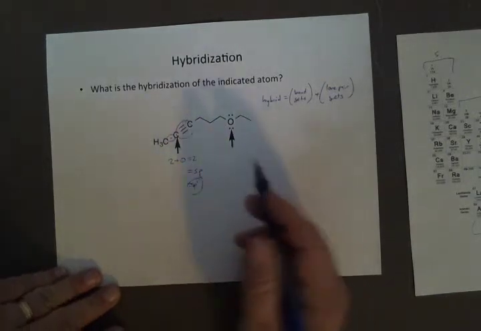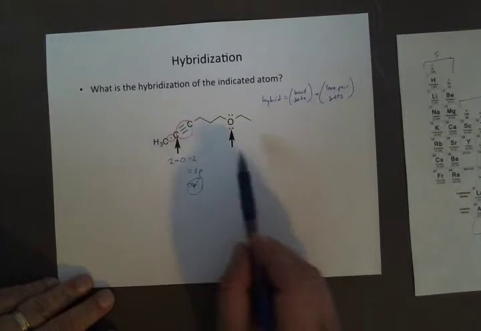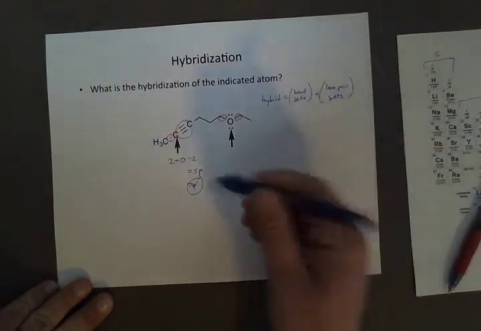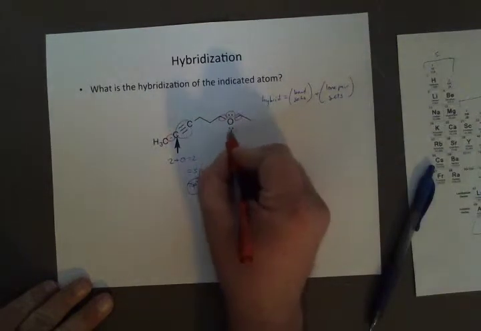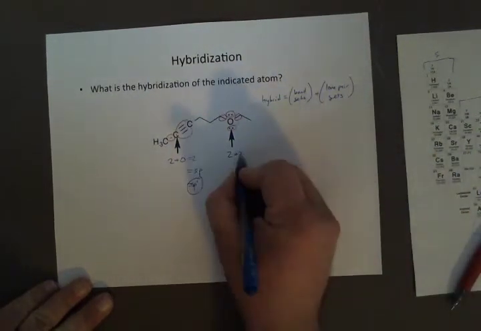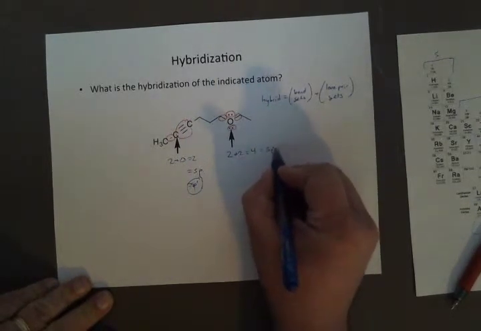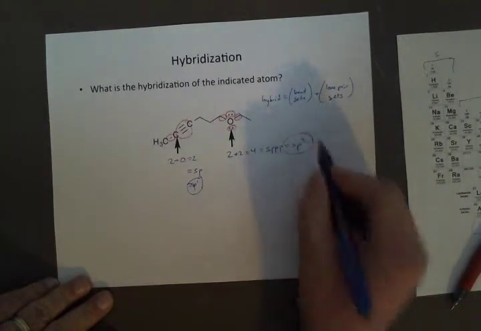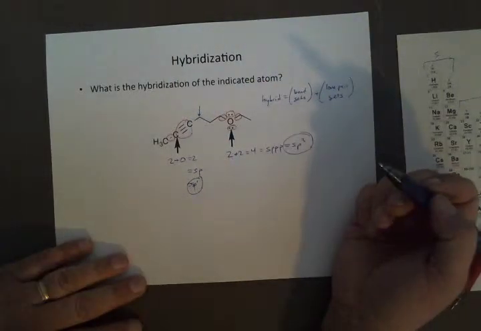Although I guess if you put SP, that'd be fine. So for this one here, what do you have? You have 2 bond sets and 2 sets of lone pairs. So there's 4, and you're going to need 4 letters. So it becomes S, P, P, P, which becomes SP3. There you go.